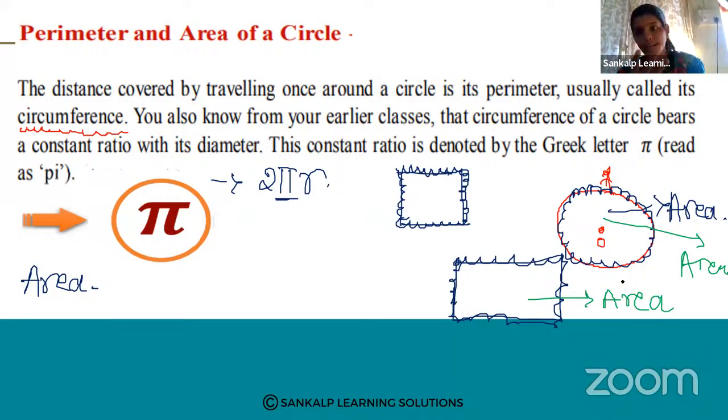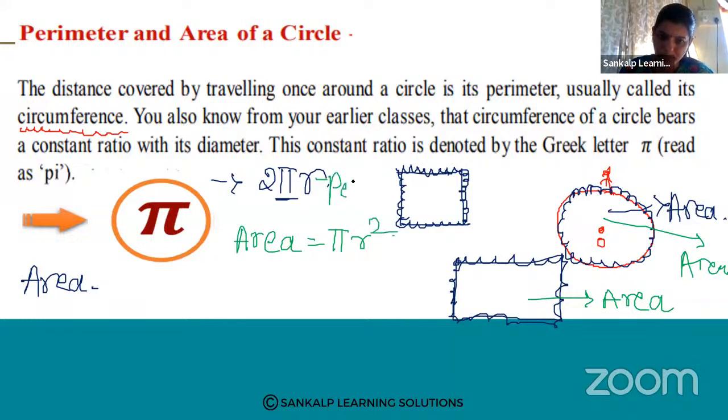So inside the circle, inside the rectangle, inside the square, that we call the area of that figure. Okay, so now this is the area of the circle, this is the area of the rectangle, this is the area of the square. In order to find the area of a circle, we use the formula pi r square, right? So area is equal to pi r square. This is perimeter, this is area.